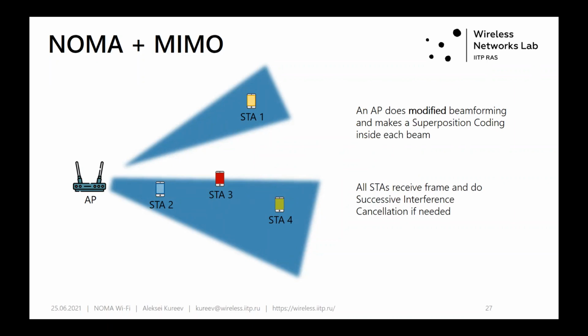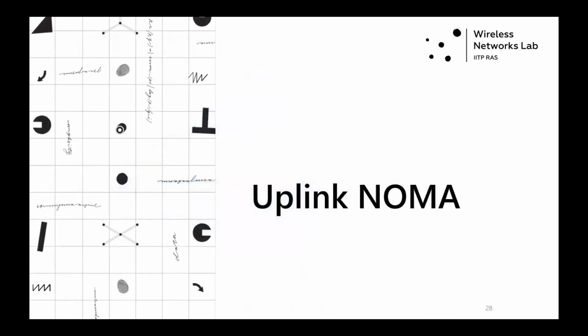And for this case, we can use joint MIMO plus NOMA. To do so, the access point modifies beamforming and makes a superposition coding inside each beam. For example, here, we construct two beams. One beam corresponds to STA1, and the second beam corresponds to this group of stations. And we can serve these stations in NOMA, all three of them or a pair of them. So it depends on channel conditions. And here, devices use successive interference cancellation if it is needed.